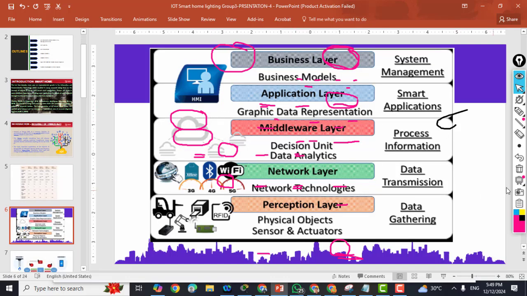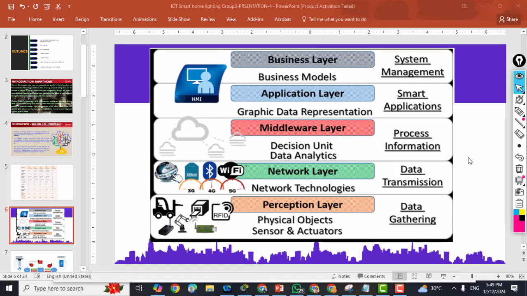Next slide, we talk about IoT layers. As you see here, we have around 5 layers for IoT. Let's talk about them one by one. The first one is the perception layer. The perception layer is data gathering. That means the sensors of smart devices, actuators, or physical objects are available in this layer. As you see from the photo, all of these smart devices are available in this layer.